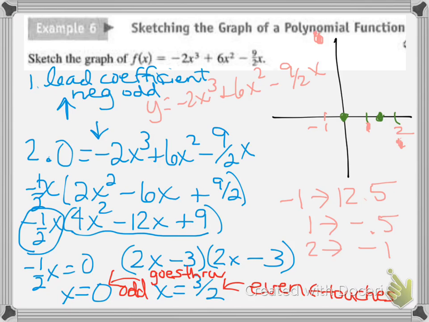So what does that mean for us? We're going to go through. Then we're going to go back and touch and turn. So it looks something like this. And then you can see that we have our up on the left, down on the right. Okay, that's it.